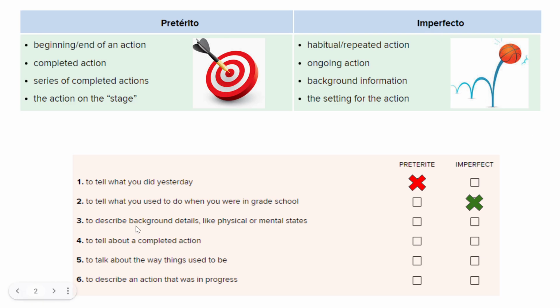To describe background details, like physical and mental states, imperfect. Okay, so this is additional information to what was listed up here, background information. Things that relate to people's physical or mental state of mind will lead towards imperfect. To tell about a completed action, definitely preterite. To talk about the way things used to be, there's the used to again. That's imperfect. To describe an action that was in progress, bouncing and bouncing along, imperfect.